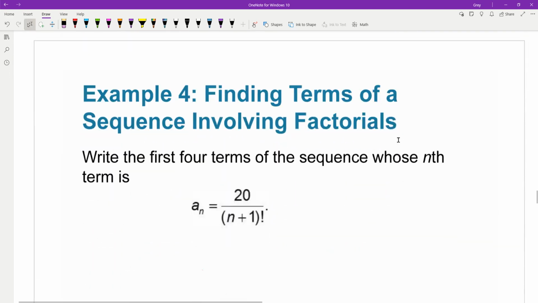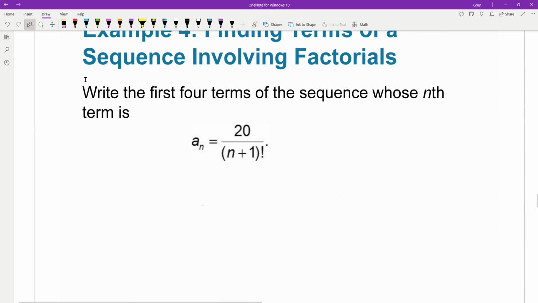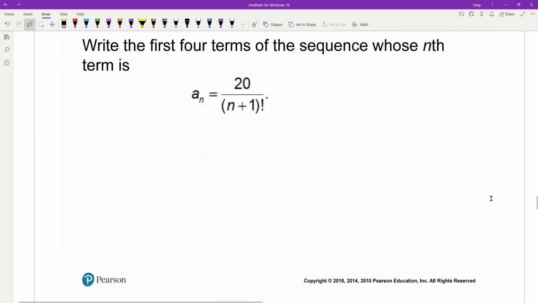So look at what you got to be able to do. Find the terms of a sequence involving factorials. This is example 4. So in this particular case, a sub n equals 20 over n plus 1 factorial. So my first term, a sub 1, is going to be 20 over, n is 1, so 1 plus 1 factorial. Well, that's 20 over 2 factorial, and that's equal to 10. You do have a button on your calculator that will do this for you. If you have any trouble finding it, let me know. Sometimes it's in a probability submenu, so find the probability button.